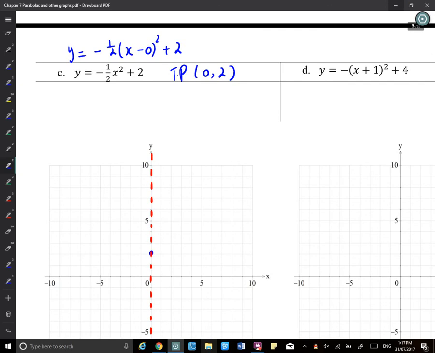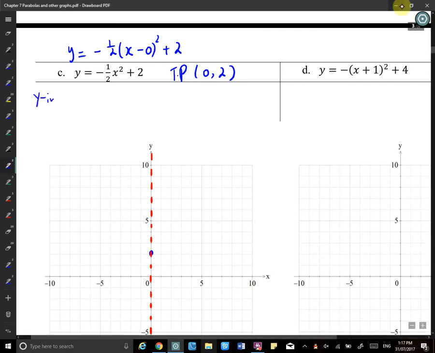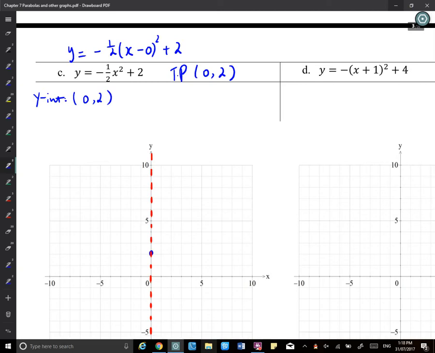Okay, y-intercept. The y-intercept is when x equals 0, while y is still 2. So the y-intercept is the same point as the turning point.